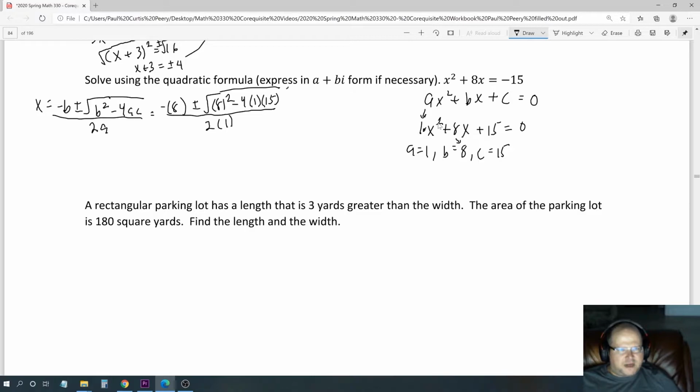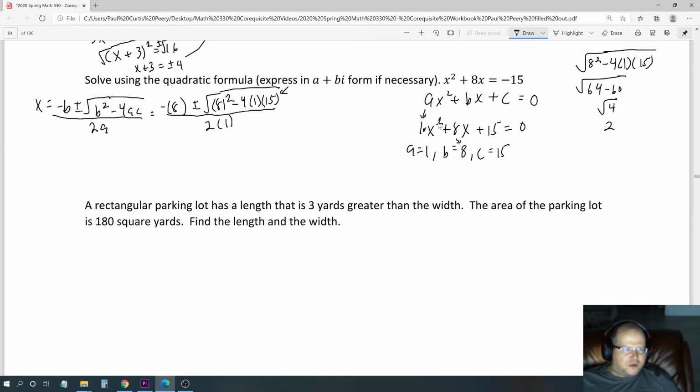Okay, now we need to simplify this radical. That's where most of the simplification goes. I'm actually going to do it way over here, just to give myself plenty of room, because this is going to be one of the more complicated things. So I usually do a little side work and do it over here. We say 8 squared is going to give me a 64. Negative 4 times 1 is negative 4. Negative 4 times 15 is negative 60. 64 minus 60 is 4. Square root of 4 is 2.